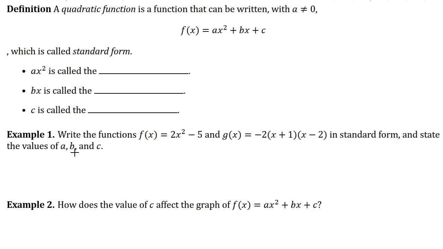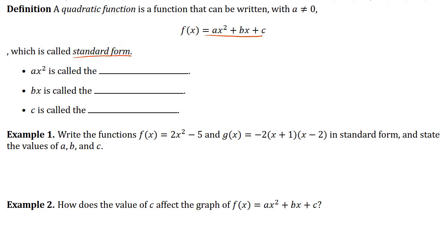All right, so first of all, a quadratic function is a function that can be written with a value of a not equal to 0 in this form. The a, b, and c are just numbers. So as long as your function is written f of x equals a number times x squared plus a number times x plus a number by itself, then it is a quadratic function. And this is called standard form of a quadratic function.